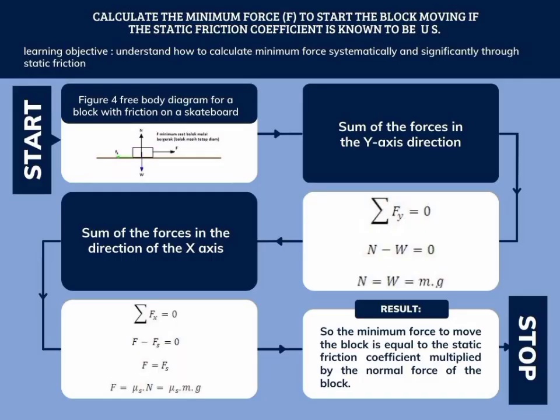The first material is about calculating the minimum force to start the block moving if the static friction coefficient is known to be μ_s, or μ static. Before we enter the main material, we must know the learning objective from this material. So the learning objective is to understand how to calculate minimum force systematically and significantly through static friction.